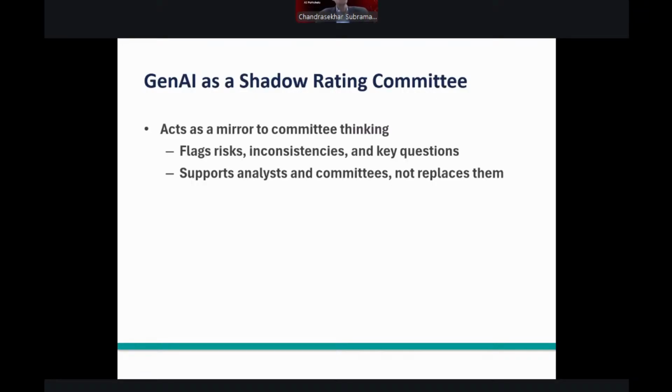Not to replace them. Don't be worried that sir has developed some tool or solution and all of us will lose our jobs. No, you will not lose your jobs. Instead of rating 100 companies in a quarter, your productivity should go up. That's how we look at it. So instead of rating 100, you may rate 150 or 200. At least 150 you should be able to do. Like that we will use it.